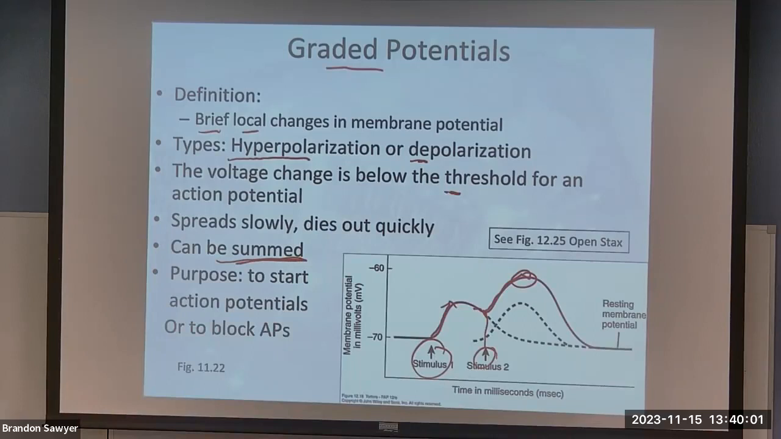If it's a depolarizing graded potential, or if we have a bunch of hyperpolarizing graded potentials, then that'll block action potentials because it moves us away from that threshold for an action potential. Okay, and so these spread slowly and they die out quickly, which is going to be very different than what we talk about with action potentials.